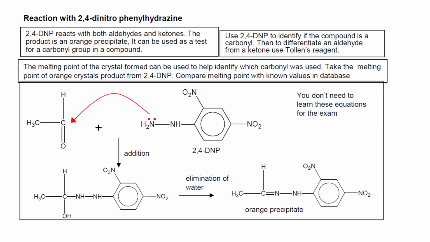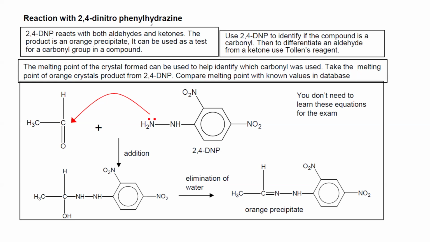Same thing, 2,4-dinitrophenylhydrazine. Again, you don't have to memorize the formula for this or the reaction. You just have to learn what will happen. It is also used to test the presence of a carbonyl group, and it works positive with both aldehyde and ketone. It will combine with an aldehyde or a ketone, and it will form an orange precipitate. And when we work out the melting point of this precipitate, we can identify which specific aldehyde or ketone is present.